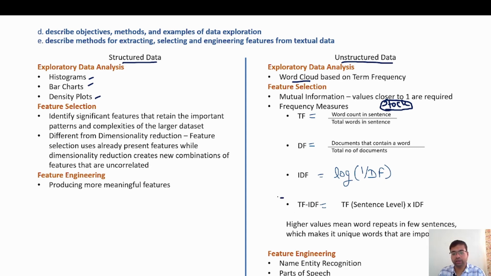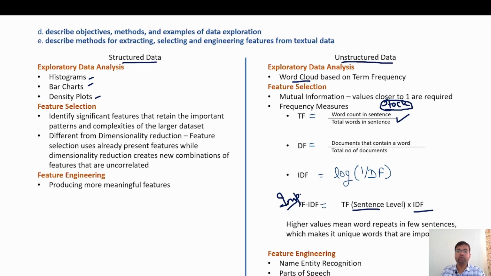There is an important term called TF-IDF. TF-IDF is basically the term frequency at sentence level that I defined here times the IDF. Okay, now see, a higher value of TF-IDF means that TF at sentence level is high and the IDF is also high. The IDF being high means that the number of documents which contain that particular word is low. So a high TF-IDF value means the word is frequently occurring in a lesser number of sentences. That means it's a unique word.